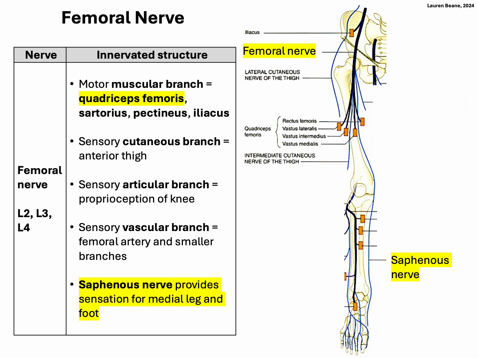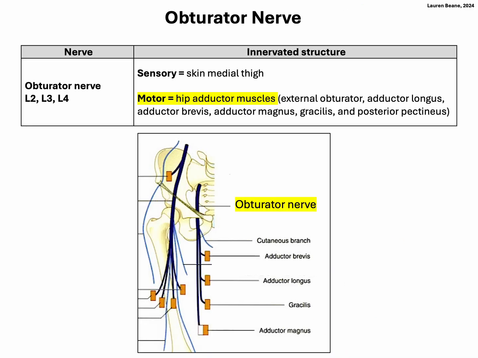The obturator nerve passes through the obturator foramen of the coxal bone. For motor innervation, we have the adductor muscles, brevis, longus, and even magnus, as well as the gracilis. So these are the major hip adductor muscles, right? Providing a lot of motor innervation there. And then there's also a sensory cutaneous branch for the skin at the medial thigh.